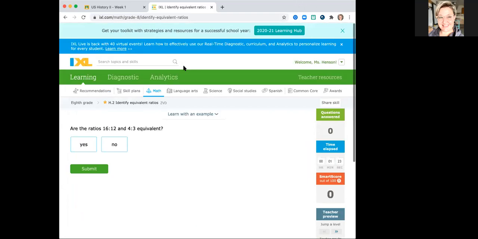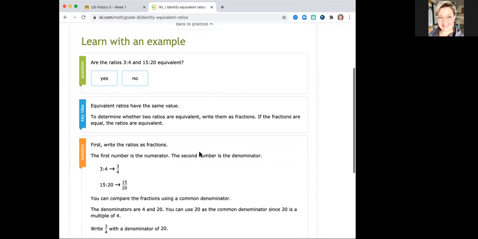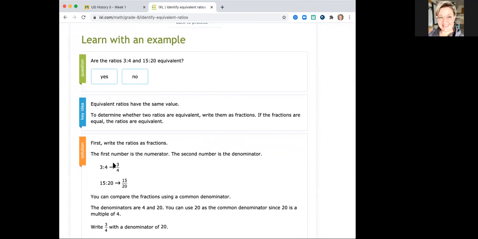We're going to go back to the first. There we go. I'd already opened it up and looked at it. So we are in H2, identifying equivalent ratios. And what the question is going to look like: are the ratios of 16 to 12 and 4 to 3 equivalent? We're going to be using a lot of those skills you've learned when you've done fractions and simplifying fractions. So we're going to look here and write the ratios as fractions with a numerator and a denominator.